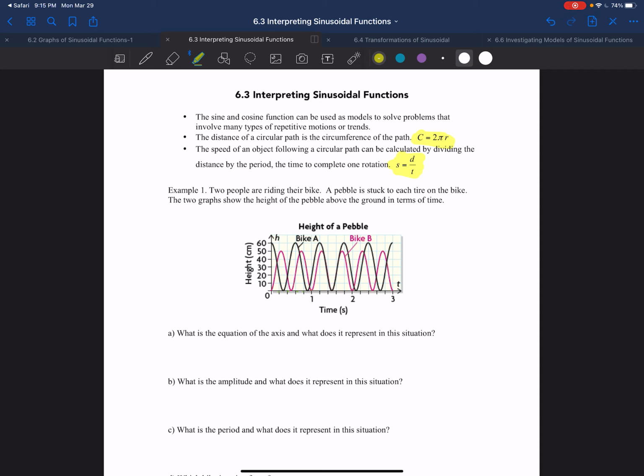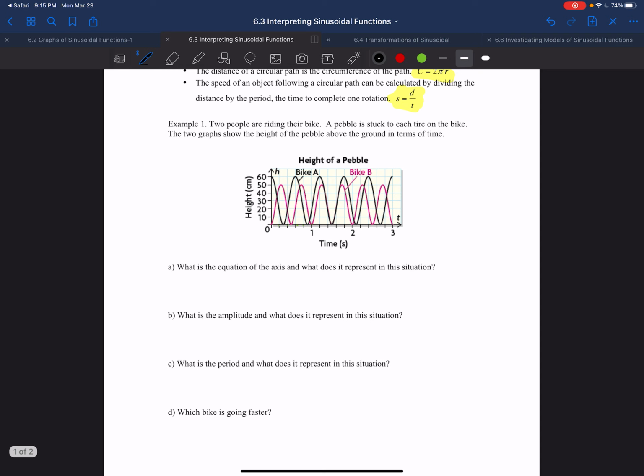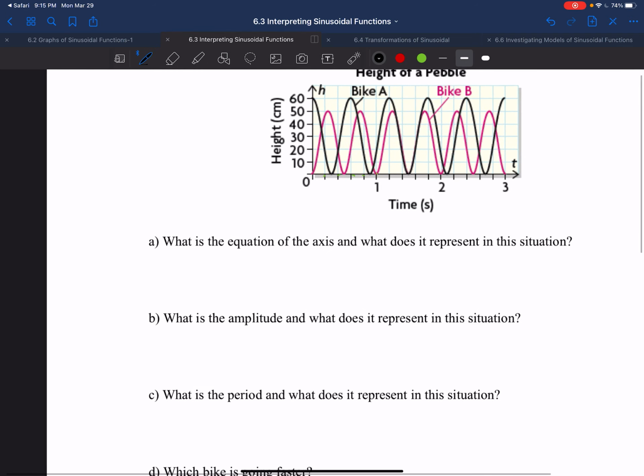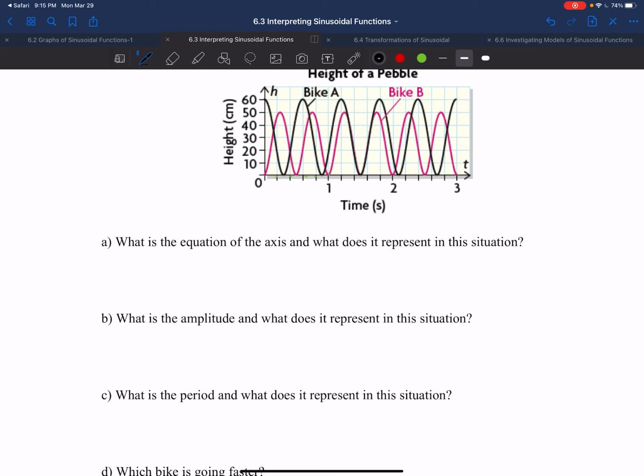In example 1, two people are riding their bike. A pebble is stuck to each tire on the bike. The two graphs show the height of the pebble above the ground in terms of time. So the black line is bike A, and the red or whatever pink line is bike B. It says, what's the equation of axis and what does it represent in this situation?